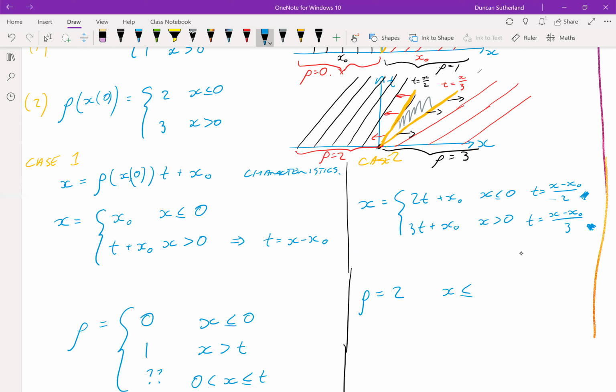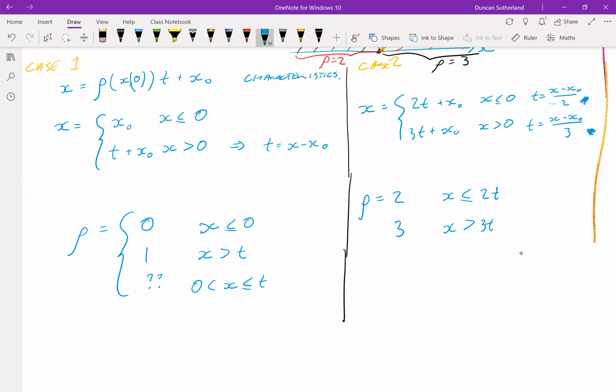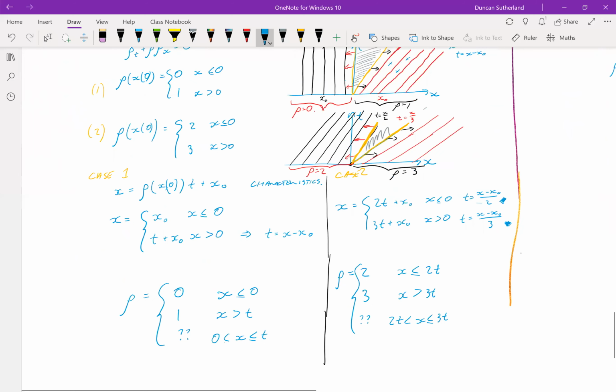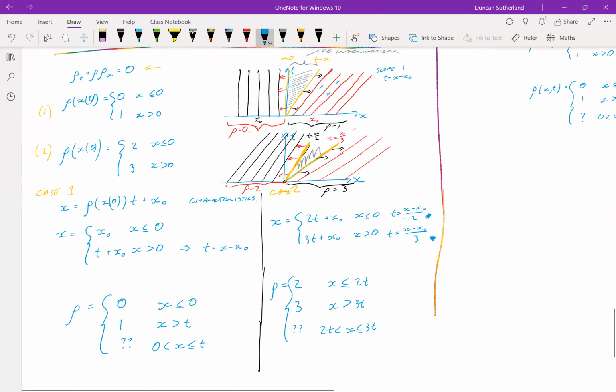It's less than or equal to 2 by the way that this is set up. Similarly, if we're bigger than this threshold, we've got rho equals 3. There's the gap, obviously, between 2t and 3t. We currently have no information there. And again, we're going to have to insert fan-like characteristics into this problem to get an answer.